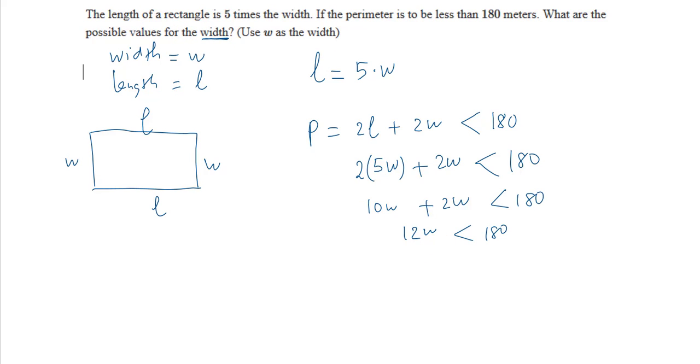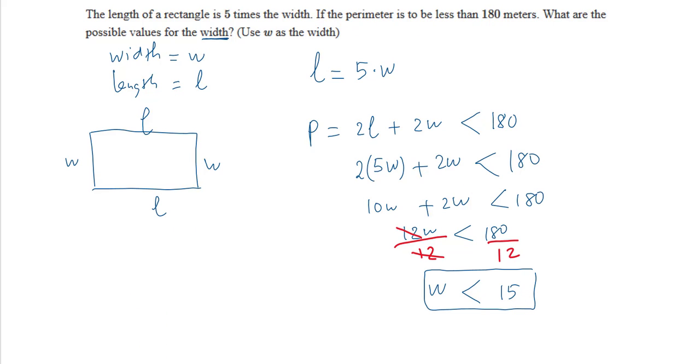To solve for W, I divide by 12 on both sides because I want to cancel the 12. The right side we also divide by 12, and 180 divided by 12 gives me 15. We are dividing by a positive value, so we don't change the inequality sign. So W has to be less than 15. As long as the width is less than 15, the perimeter will be less than 180.